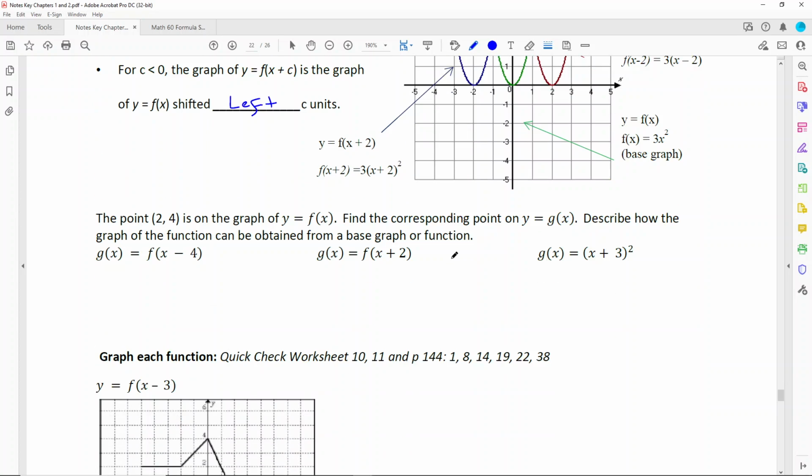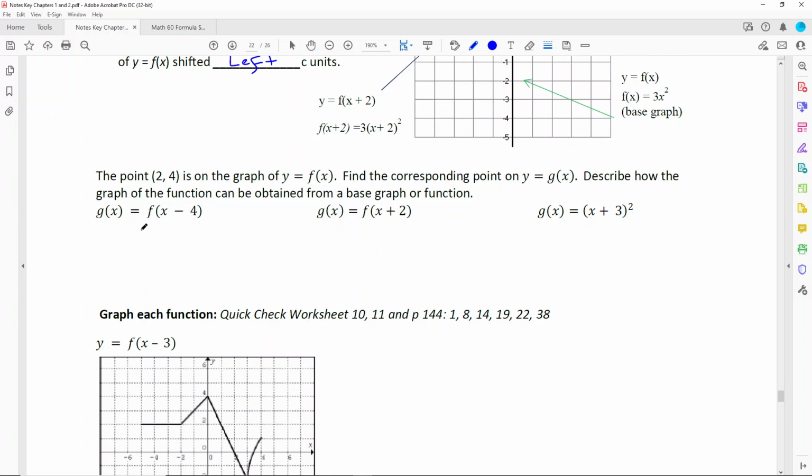Okay, let's do some transformations. So if I have a point 2,4 on a base graph, I want to describe how the graph of the function can be obtained from the base graph and find the corresponding point. So let's start with the point 2, 4. This is a transformation on x, and it's going to make me add 4. It's going to go to the right 4. So the transformation is that it's going to have a phase shift, or just it's going to shift right 4 units. Okay, so if I have my point 2,4, I'm going to add 4 onto my x value, and my new point would be 6, 4.